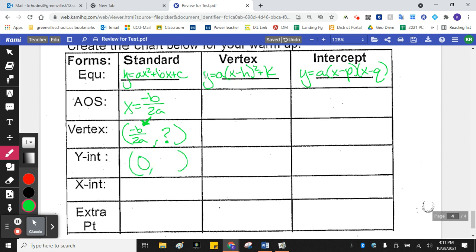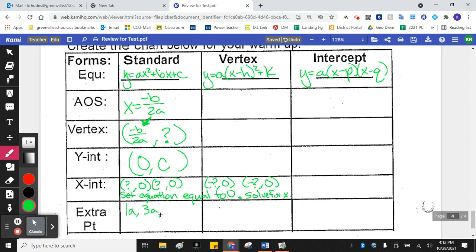Y-intercept, you plug in 0 to your equation. If you plug 0 in for x in this equation, you will always end up with c. X-intercepts, you're solving for x when y is 0. So set the equation equal to 0, solve for x. And you solve by factoring or quadratic formula or completing the square, all those different options.